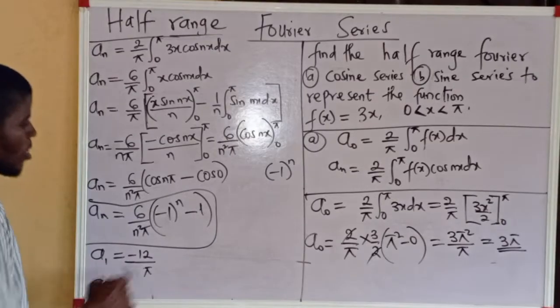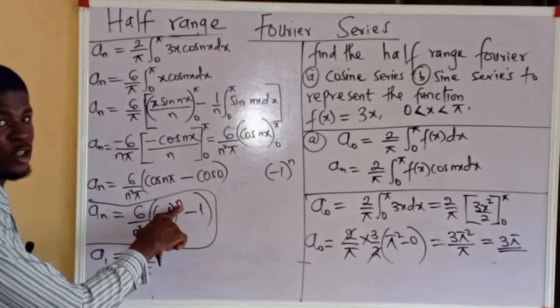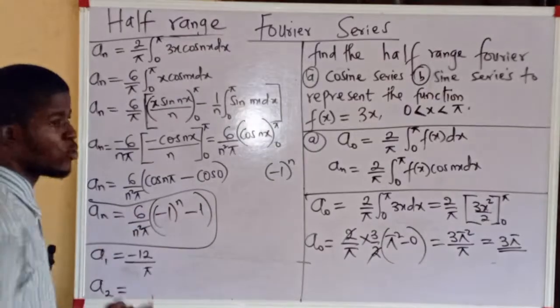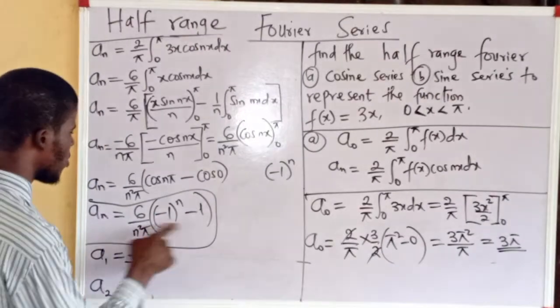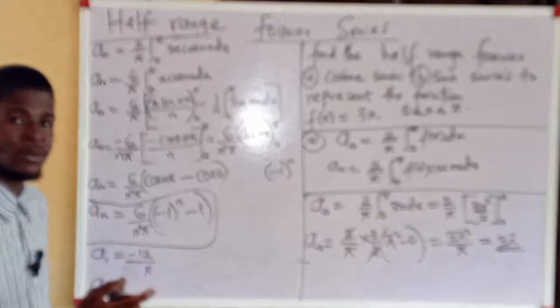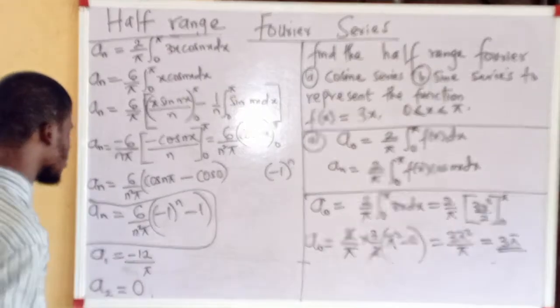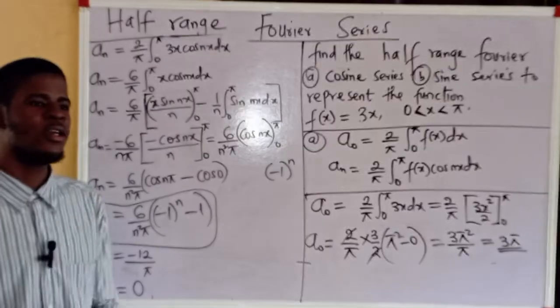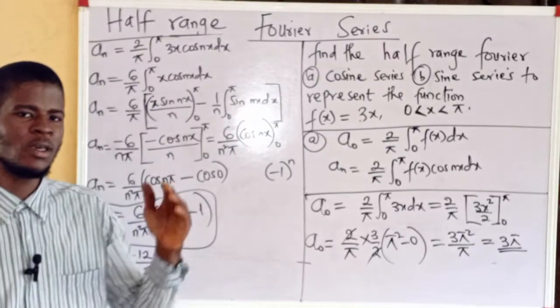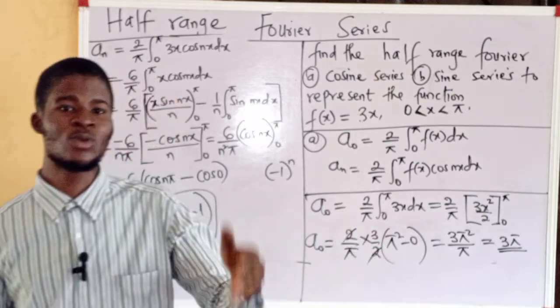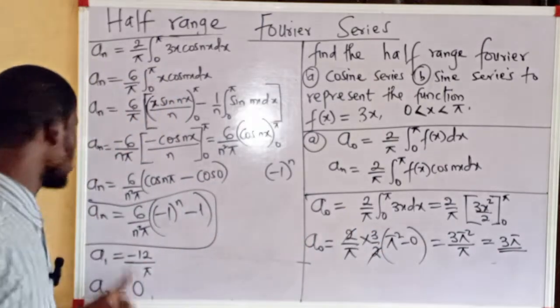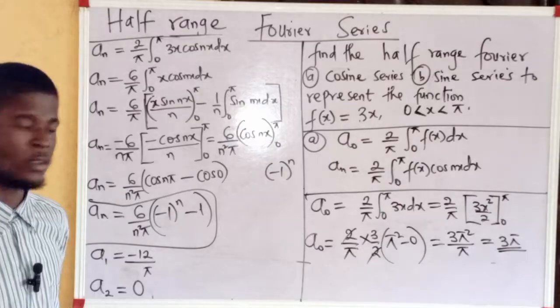a2: minus 1 squared, n is 2 now. Minus 1 squared is 1. 1 minus 1 is 0. So 0 times what is here is still 0. So a2 is equal to 0. In fact, a2, a4, a6, a8, and so on and so forth, for n equal to even numbers, a sub n is 0. That is the point.